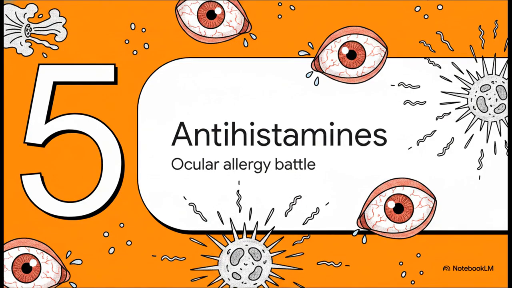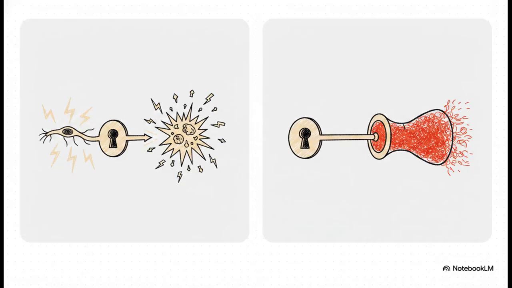Section 5, antihistamines, blocking the itch, the ocular allergy battleground. Our final category tackles a fiercely uncomfortable problem, the intensely itchy red eye caused by allergic reactions and massive mast cell degranulation. When your eye encounters an allergen, its mast cells dump out histamine. This histamine then actively seeks out two specific physiological locks in the eye. First, it targets H1 receptors located right on the nerve endings. When those are stimulated, boom, intense itching and capillary permeability. Second, the histamine hits H2 receptors on the blood vessels themselves. That causes the vessels to dilate, which leads to massive hyperemia or redness.